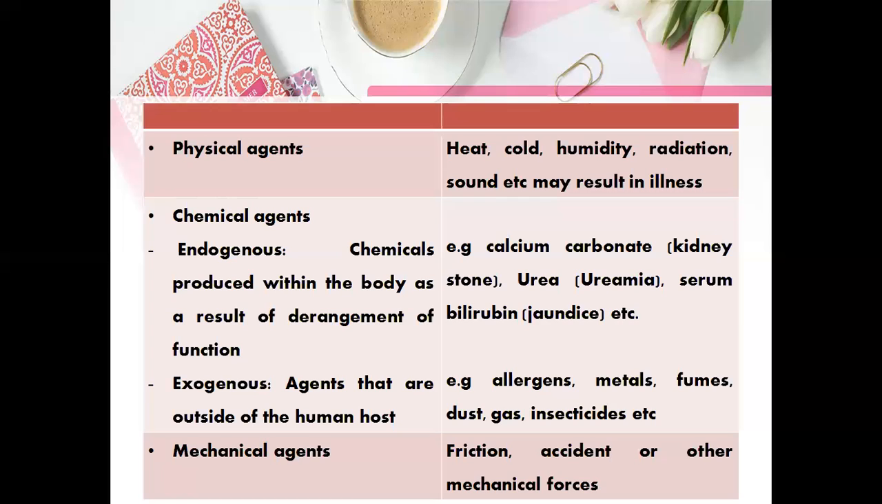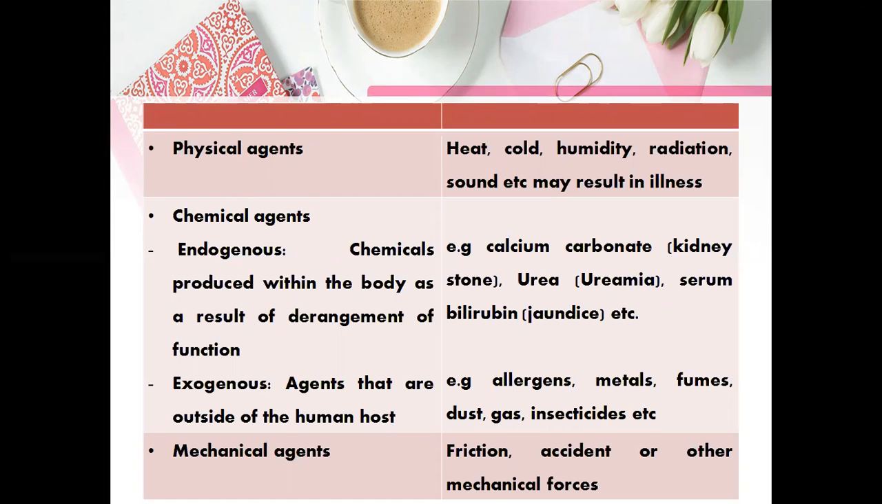An example of endogenous chemicals is calcium carbonate. If calcium carbonate accumulates in a very large amount in our body, it might lead to formation of kidney stones. This is just an example I've given. Then urea also might cause uremia. What is uremia? It is the accumulation of urea in our blood, which is very commonly seen in patients having kidney problems. Then serum bilirubin, jaundice. I think everyone has heard of the word jaundice. This happens because of a large amount of serum bilirubin. If it is produced excessively in our body, then it causes jaundice.